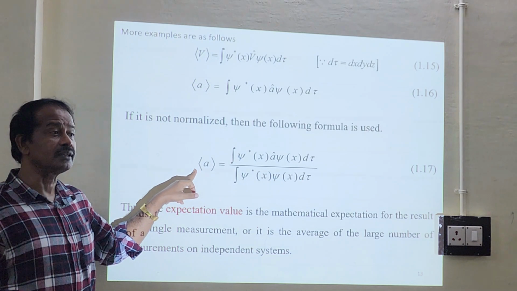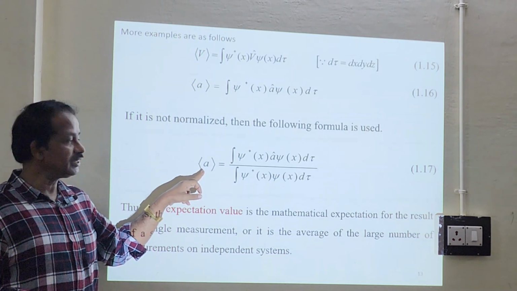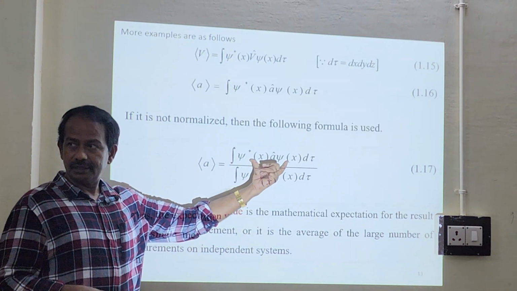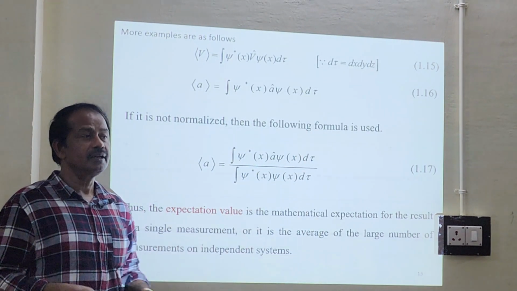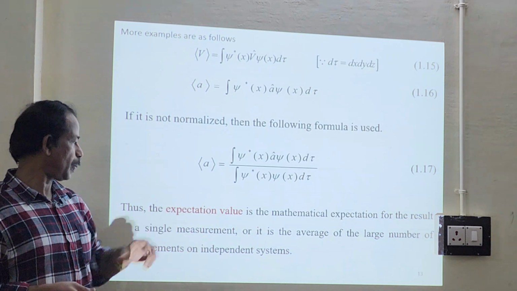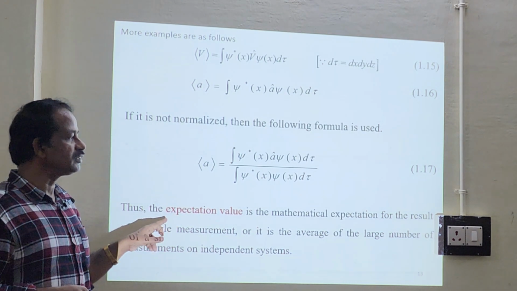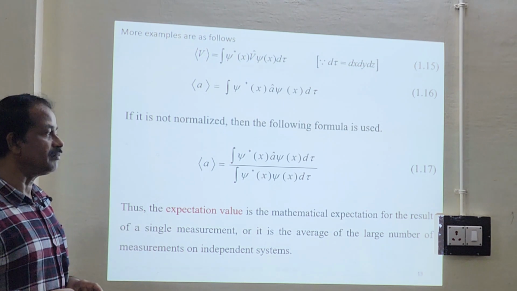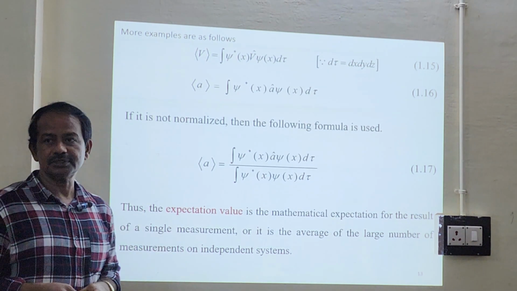Suppose this is not normalized, then we can say that this expectation value is nothing but the ordinary one divided by the normalization constant. Thus the expectation value is the mathematical expectation for the result of a single measurement, or the average of a large number of measurements for an independent system.